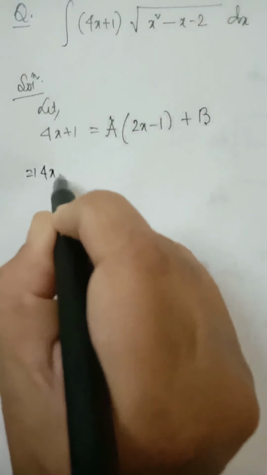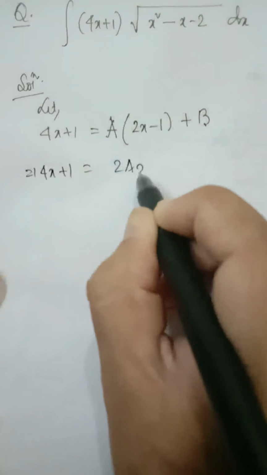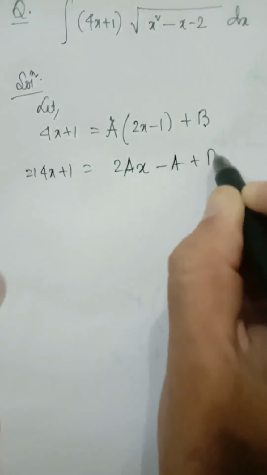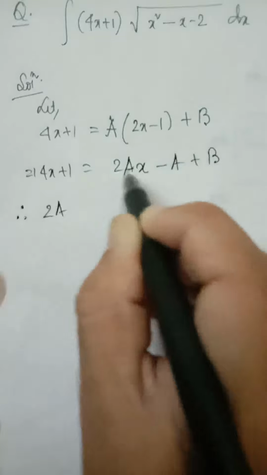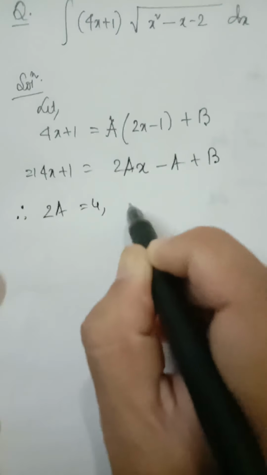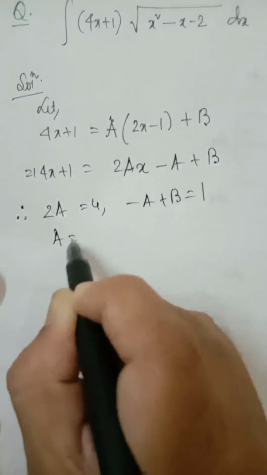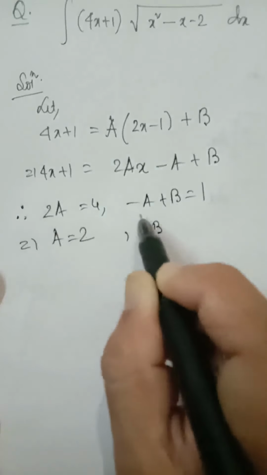For that we'll multiply this by a, so 2ax minus a plus b. Comparing the coefficients we get 2a is equal to 4 and minus a plus b is equal to 1, so a equals 2. If a equals 2, b will be 3.